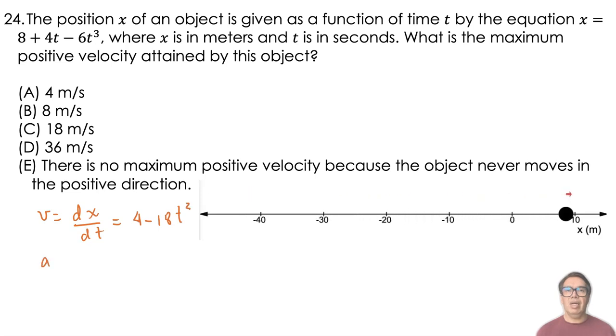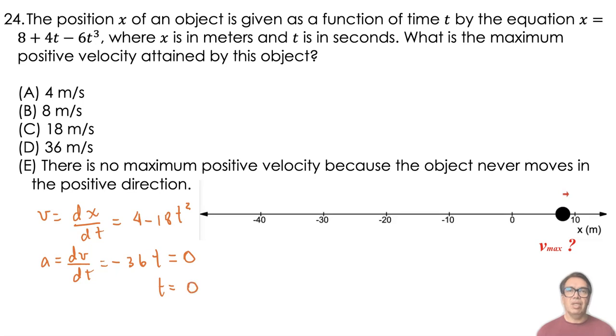Derive again, and you will get the acceleration, which is -36t. The maximum possible velocity is associated with the fact that the acceleration be 0. And the acceleration is 0 only if time is 0.